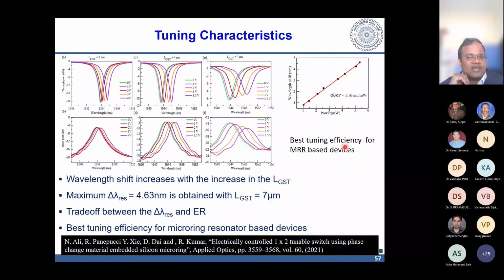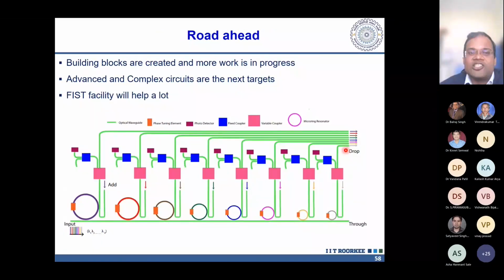So we have talked about the waveguide switches and ring resonator based switches. This is how the road ahead looks. You can have complex photonic integrated circuits, where many wavelengths come in. You can couple to different resonators and separate them out. In between you also have phase tuning elements, photodetectors, and couplers, where you can manipulate the path. So you have all the wavelengths coming in at once, and you get separate wavelengths in separate channels. This is one example.